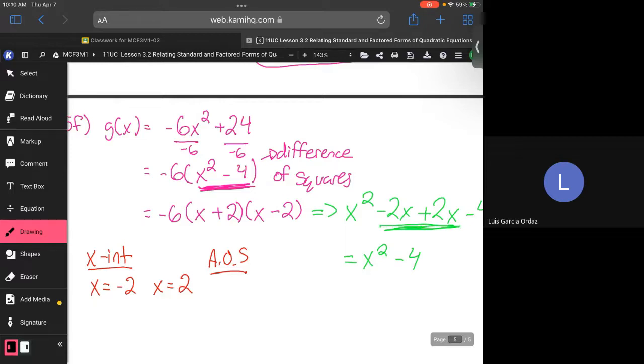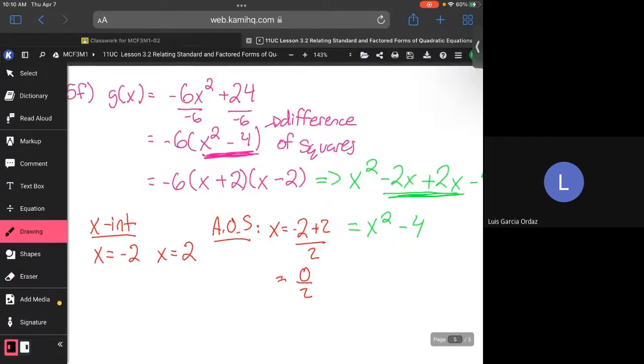How come the negative 6 isn't involved in finding an x-intercept? That negative 6, is there a variable assigned to it? No. So that's just called a constant, which means it's always going to be negative 6. I can't really solve for it because there's no variable. So how do I find my axis of symmetry again? Ashton. Yep. So x is equal to negative 2 plus 2 divided by 2. What's negative 2 plus 2? 0 divided by 2. x is equal to 0.